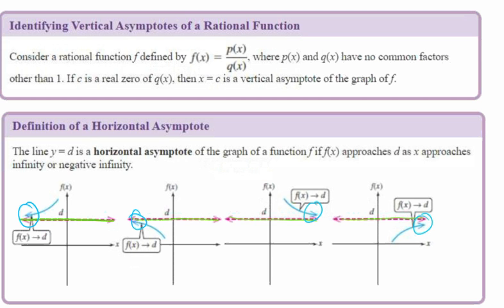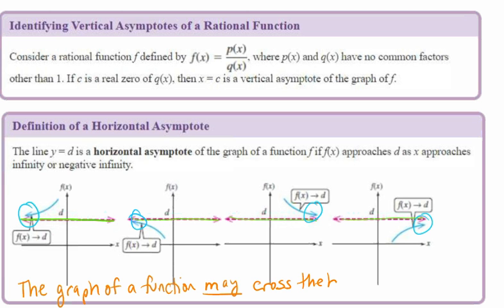Now, while the graph of a function may not cross a vertical asymptote, it actually can cross a horizontal asymptote. Let me say that one more time because it's kind of a big deal. In fact, why don't we write it down? The graph of a function may cross the horizontal asymptote, which is different from the vertical asymptote. For our vertical asymptote, our function will never cross it. It will only ever approach it. But the graph of a function may cross the horizontal asymptote.